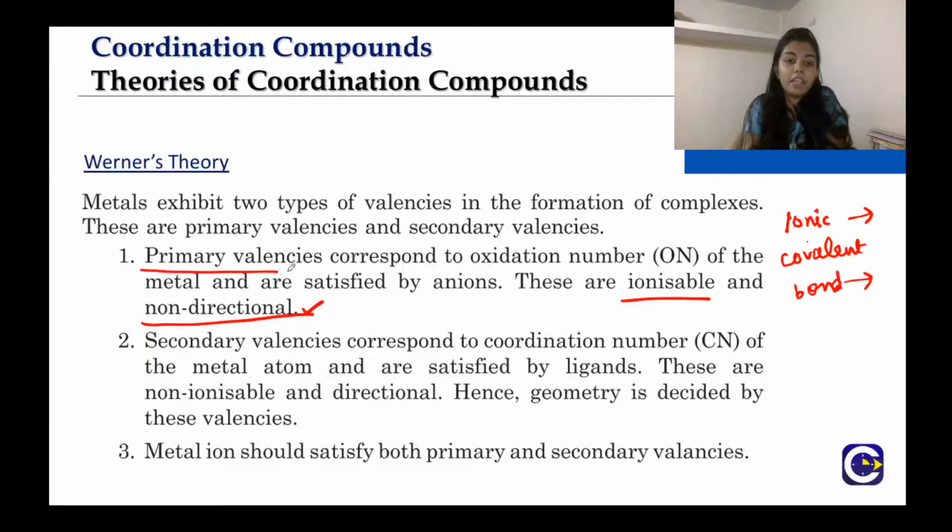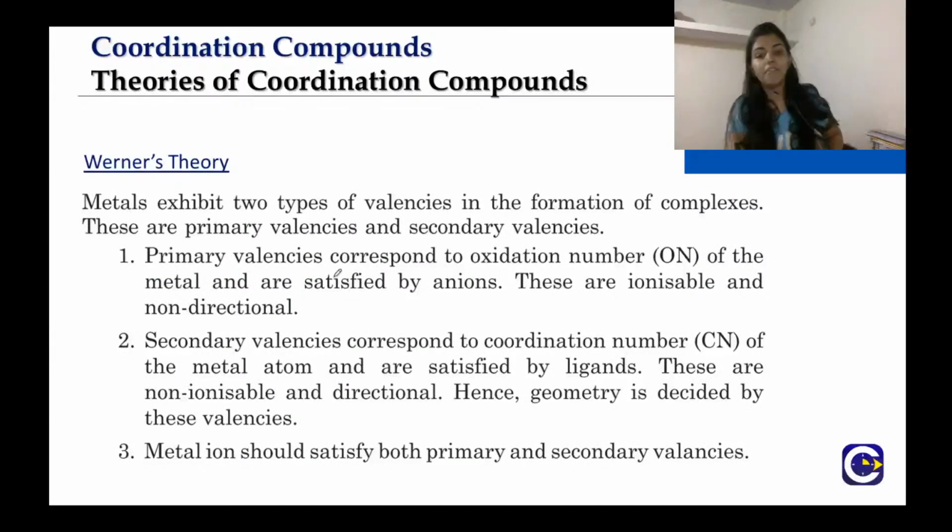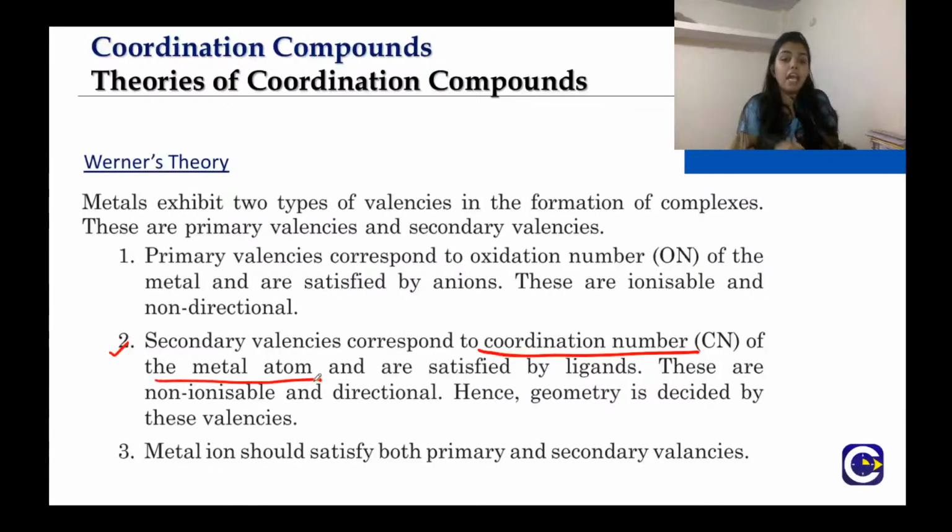So primary valency basically comprises the ionic bonds made between the metal atom and the anions present in the ionizing sphere, right? So you just have to remember that primary valency corresponds to the oxidation number of the metal. Now the second states that secondary valency corresponds to the coordination number of the metal atom, and it is satisfied by ligands. It can be a positive ligand, a negative ligand, or a neutral ligand also. However, the primary valency can always be satisfied by anions only, while secondary valencies can be satisfied by neutral, anionic, or cationic ligands, right? And these are non-ionizable and directional in nature, right?